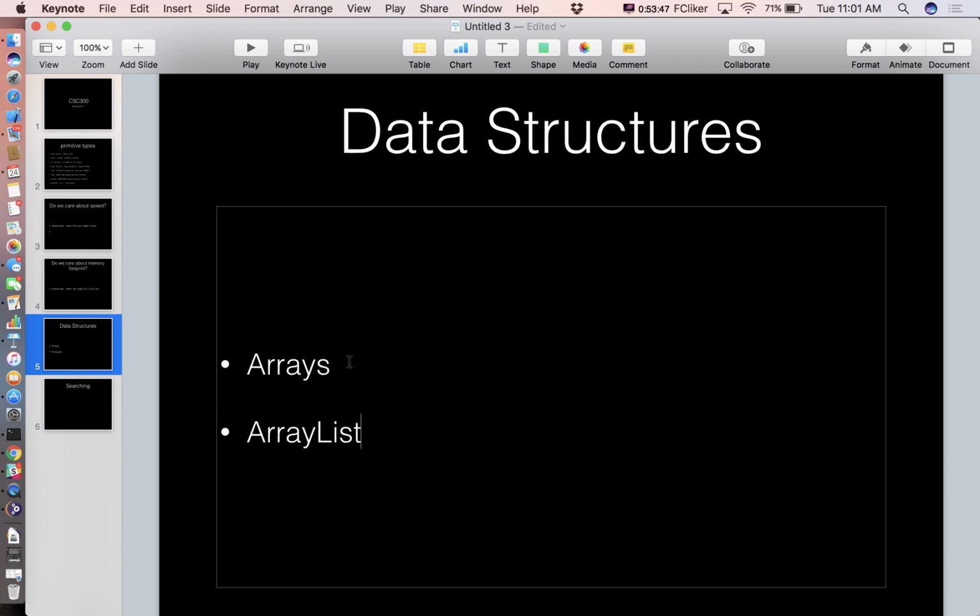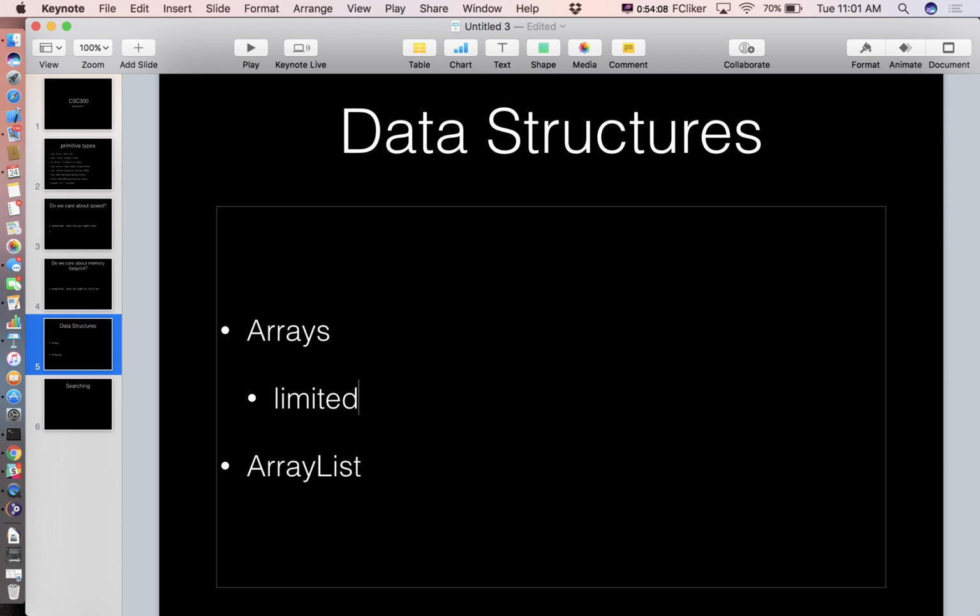Okay, so when we talk about arrays, what's a negative about arrays? Go ahead. It's build once, then you're stuck with it, right? So we are limited to original construction. So if we build an array capable of holding 10 things, we're stuck with an array capable of holding 10 things.